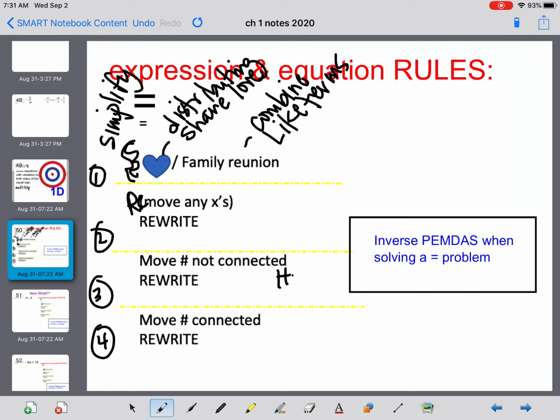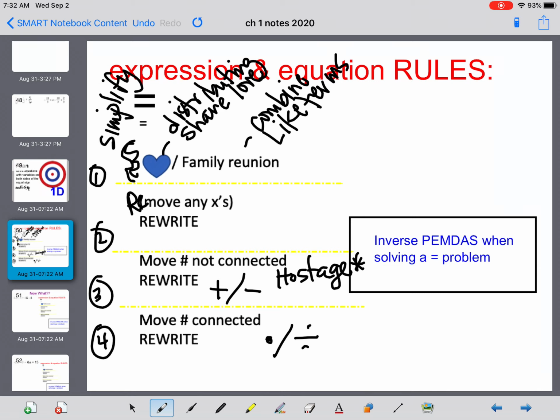Then we're going to move the number that's not connected, and this was like our hostage situation where the number that's not connected to the variable escapes first. If you were in my class, you kind of will understand this one. But we're moving the number that's not connected to our variable. And remember, this is an addition or a subtraction step. I always use addition or subtraction right there. And then the last one is I'm going to remove the number that is connected to my variable. And this is always a multiply or a divide step right here. Okay, so those are kind of our steps. I'm going to show you how to use these steps to help you solve an equation.